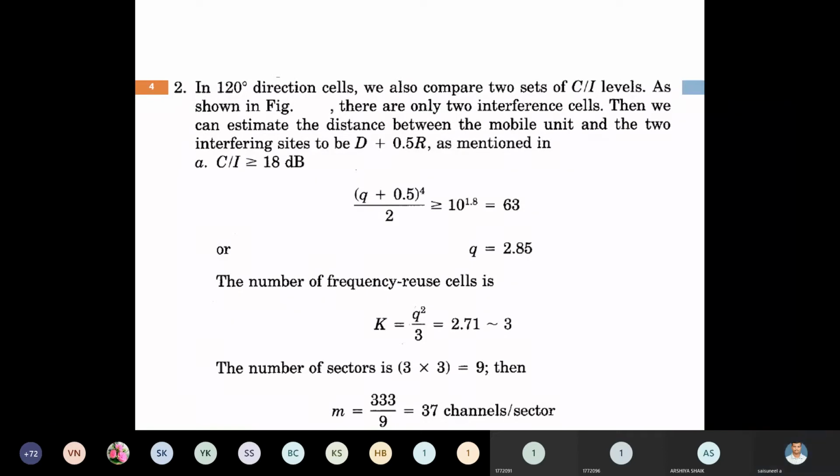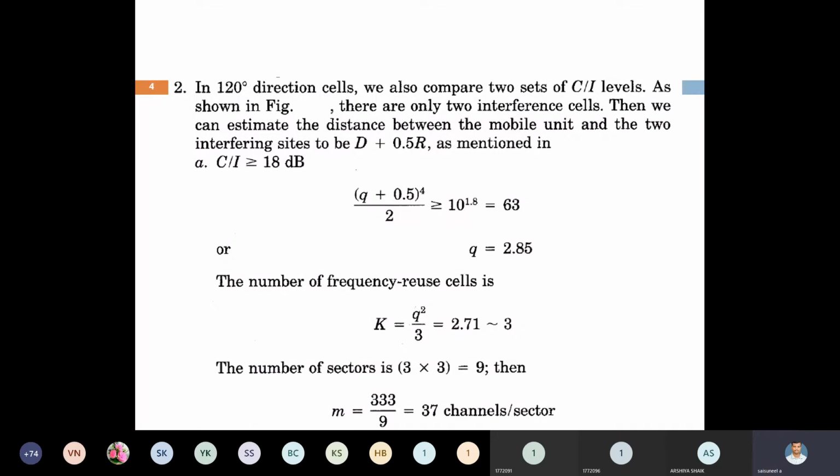Then the number of sectors for 120-degree sectoring: each cell contains 3 sectors. Then 3 into 3, which is equal to 9. Then m equal to 333 by 9, which is equal to 37 channels per sector. In the previous example, we were taking channels per cell, but here, in the directional antenna system with 120-degree sectoring, we are getting 37 channels per sector.